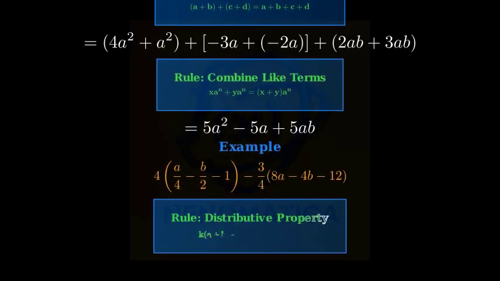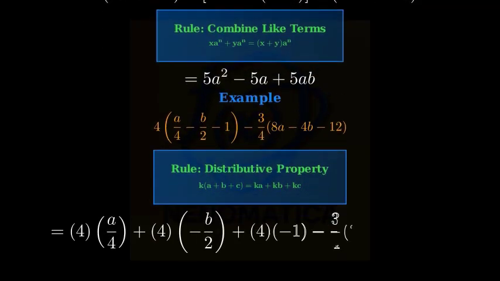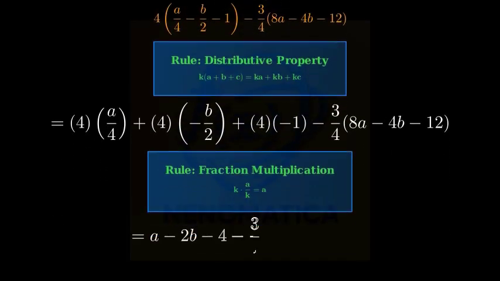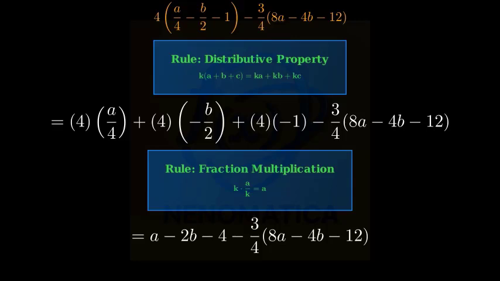When we distribute the 4, we get 4 times a over 4 plus 4 times negative b over 2 plus 4 times negative 1. Let's simplify the first parenthesis completely. 4 times a over 4 equals a. 4 times negative b over 2 equals negative 2b. 4 times negative 1 equals negative 4. Now, we have a minus 2b minus 4, minus 3 over 4 times the second parenthesis.